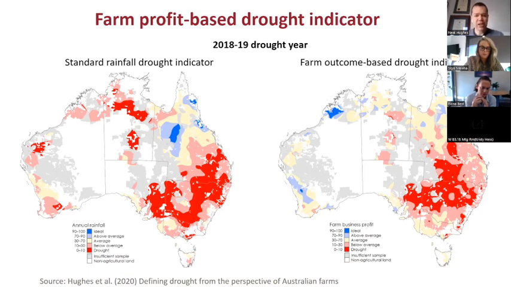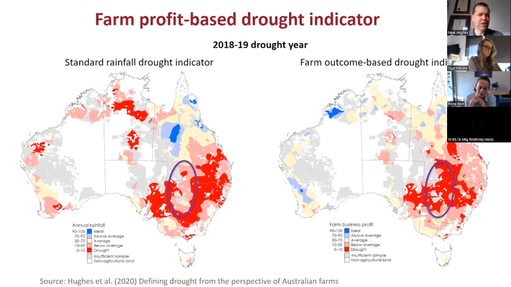If we click forward, you can see some differences start to emerge. In Western New South Wales, the standard rainfall indicator picked up areas that didn't really appear to be drought affected, whereas the outcome-based indicator did, because it took into account the fact that conditions were dry prior to the start of the year. We had record high temperatures compounding the low rainfall. We also had extremely high fodder prices due to the widespread drought that contributed to bad profit outcomes for livestock farms in that area.